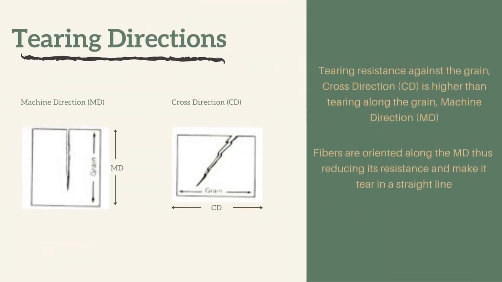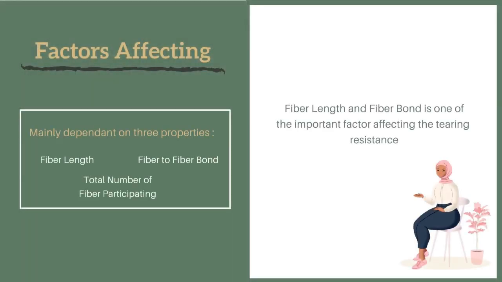For machine direction, the tearing of paper is on a straight line parallel to the grain. Meanwhile, for the cross direction, the tearing happens in uncontrollable manner as it cuts across the fiber arrangement. Next, what is factors that affect tearing resistance? These factors mainly dependent on three properties, which is fiber length, fiber to fiber bond, and total number of fibers participating. Fiber length and fiber bond is one of the most important factors that affect the tearing resistance.